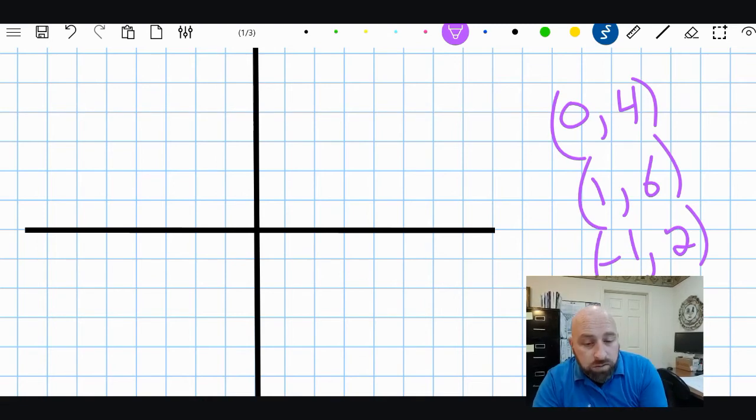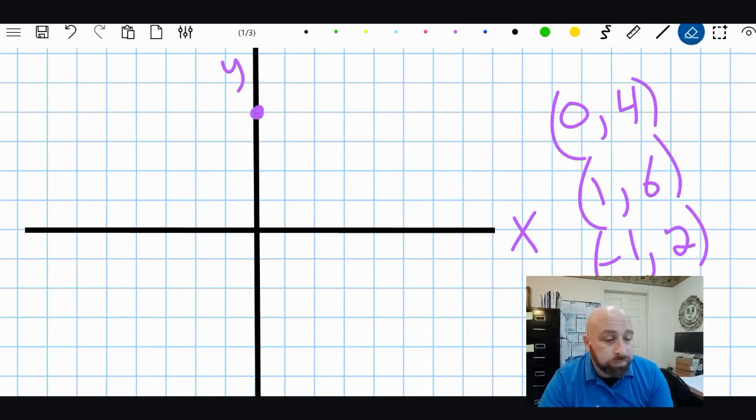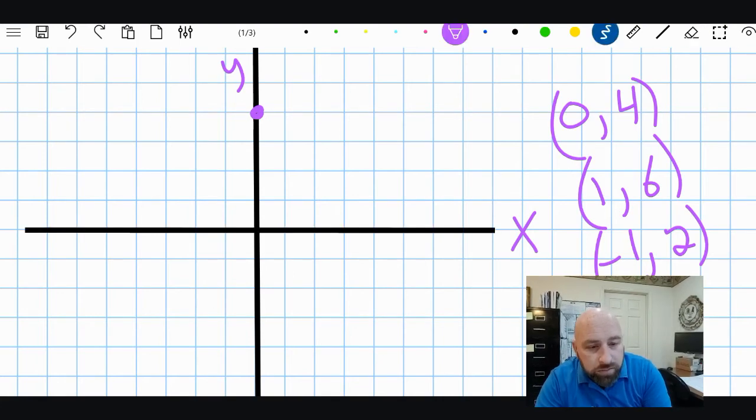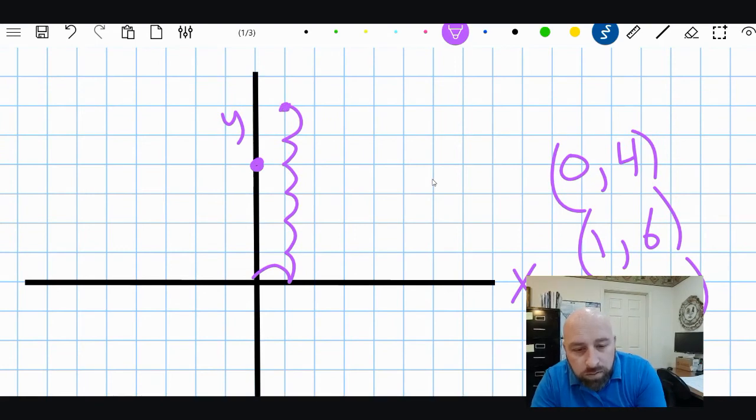So 0, 4. 0 means we don't move on the x. This is the x, and this is the y. So we don't move on the x because the x is 0. We only go up 4 spots. 1, 2, 3, 4. So we're going to put our point right here. Okay, that's 0, 4. Now we're going to do 1, 6. So we're going to go over 1 spot, and then 6 up, 1, 2, 3, 4, 5, 6, right up here at the top. And we're going to put a point here.